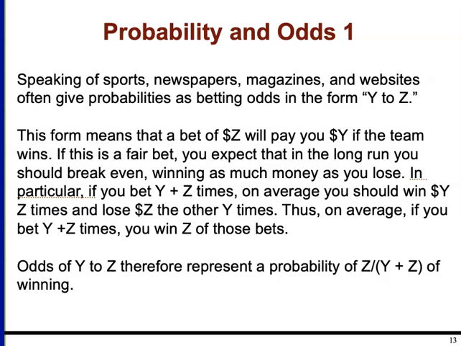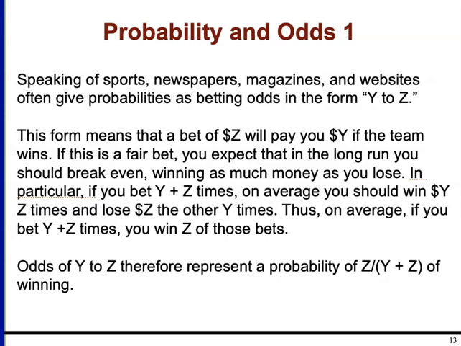So if it's a fair bet, you should expect in the long run that you'll break even, winning about as much money as you lose. In particular, if you were to bet Y plus Z times, on average you should win Y dollars Z times and lose Z dollars the other Y times. So on average, if you bet Y plus Z times, you should win Z of those.